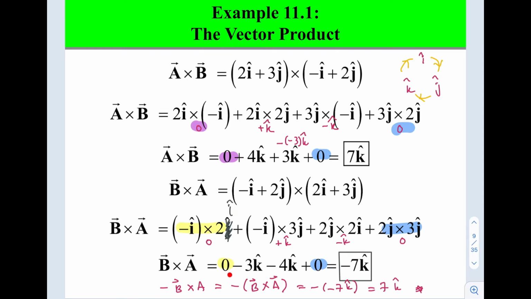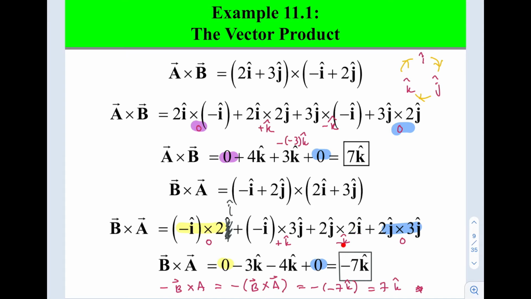Okay, so let's take a look at the product. i cross i gives us 0. i cross j will give us positive k. j cross i in opposite direction will give us negative k. And then j cross j gives us 0 again. So here we have negative 1 multiple with 3, we will have negative 3. Negative 3, but your answer, positive k, so negative 3k.